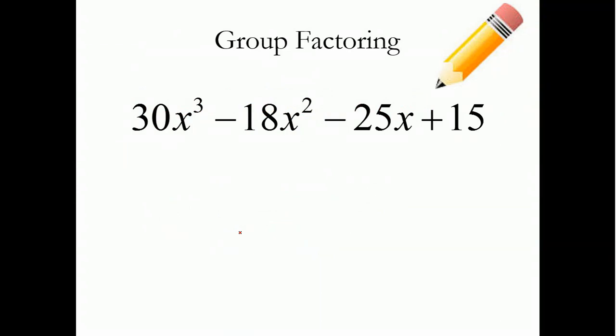Now, group factoring. Group factoring is only when you have 4 terms. You can't use group factoring when there's 3 terms or 2 terms. You can only use it when it's 4 terms. Oh, hold on. Before I do that, do I have a perfect square or a GCF that can come out? Because you always remember, gotta check for that GCF. 30, 18, 25, and 15. It doesn't look like there's anything that can come out of that. So it looks like I'm okay there.